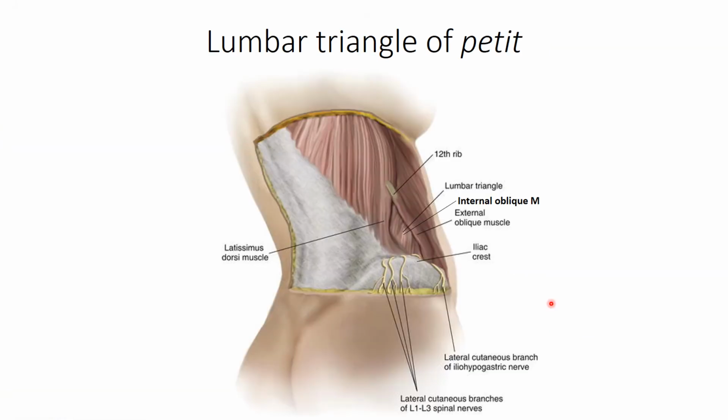Now this posterior free border of the external oblique forms the anterior boundary of the lumbar triangle of Petit, and posteriorly it is bounded by the latissimus dorsi, and inferiorly the base is formed by the iliac crest. The apex is at the tip of the 12th rib, where these two muscles, latissimus dorsi and external oblique, interdigitate, and the floor is formed by the internal oblique muscle. This triangle is clinically relevant because it may be a site of rare lumbar hernia.